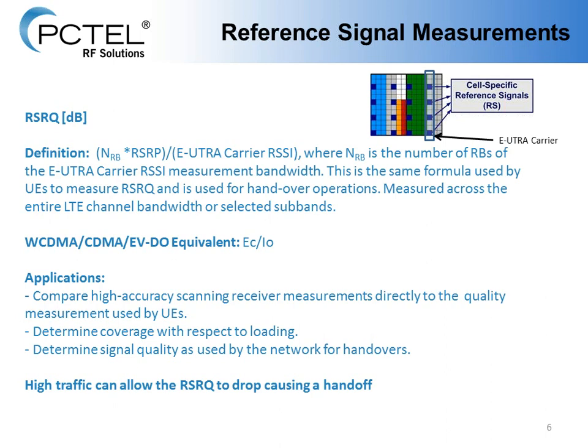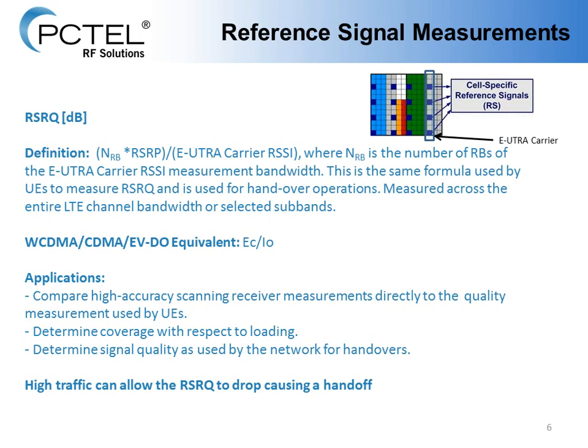Some of the applications for this is that it really determines the coverage with respect to loading, because RSRQ is actually dependent on the amount of traffic on the network. So when you have a lot of traffic on the network, and we'll talk about this a little bit later, the RSRQ actually drops, which is used by the network to indicate that you might have a handoff condition, and you can perform a handoff based on this.